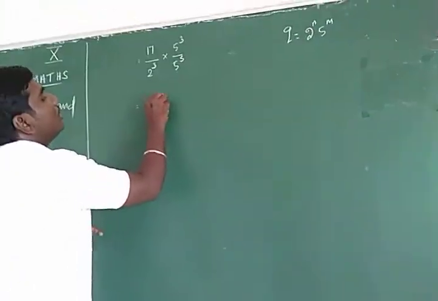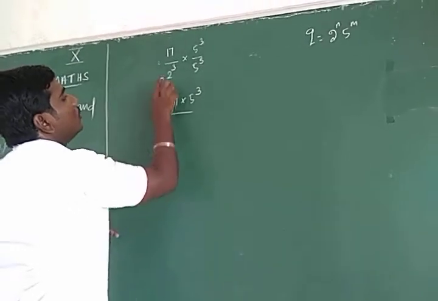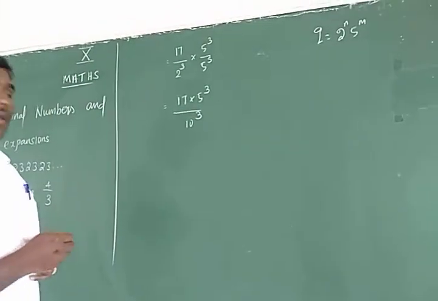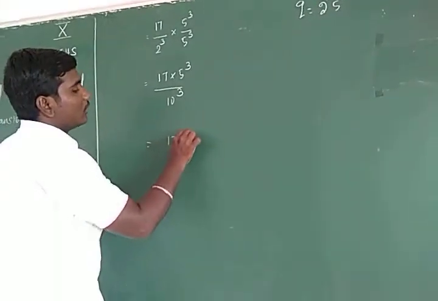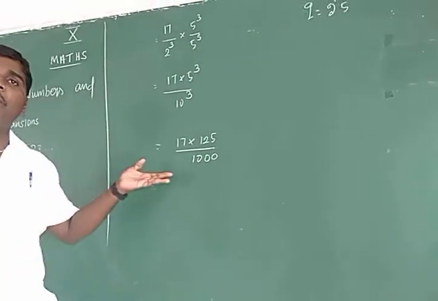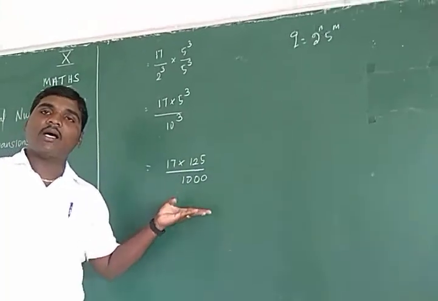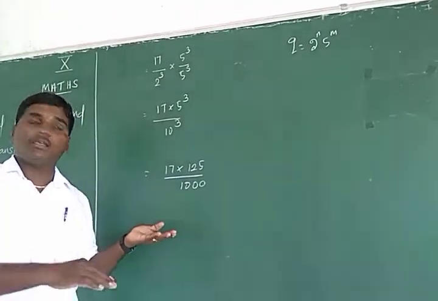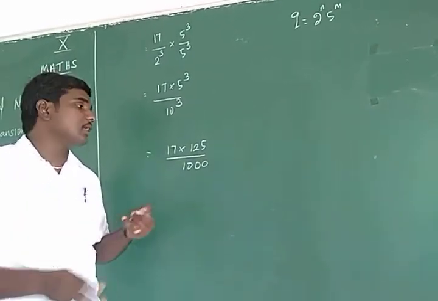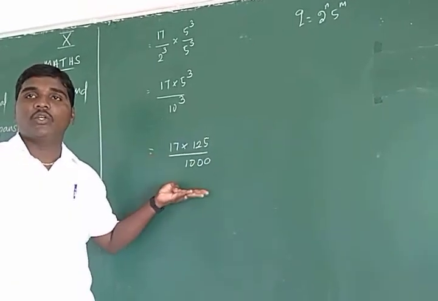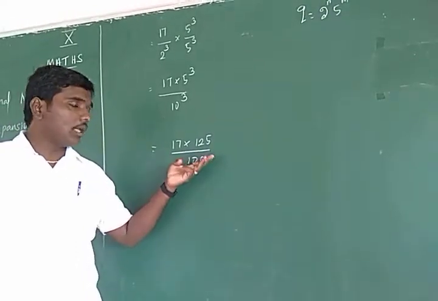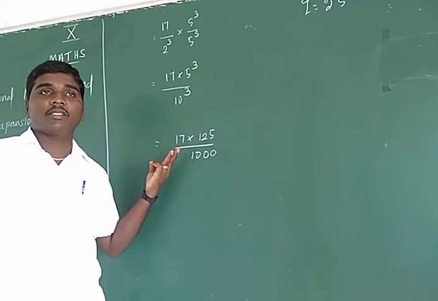Then you get 17 into 5 power 3 divided by 2 power 3 into 5 power 3, which we can write as 10 power 3. So 17 into 125 divided by 1000. Divided by 10, 100, 1000, multiples of ten, surely it will terminate. How many zeros? 3. So we place the decimal point after 3 digits.